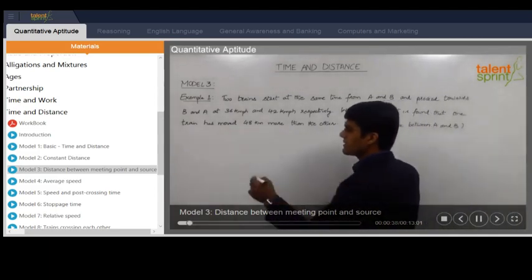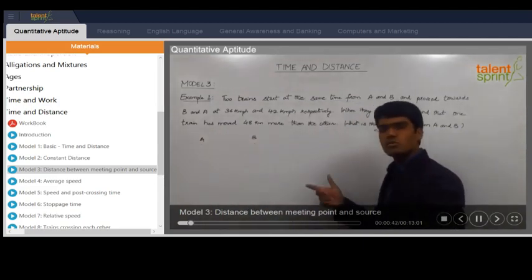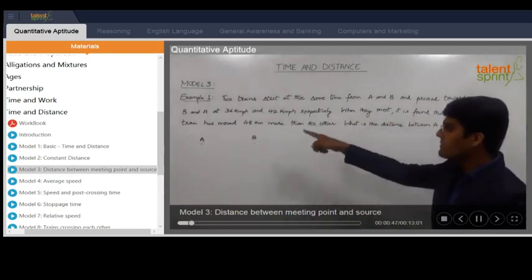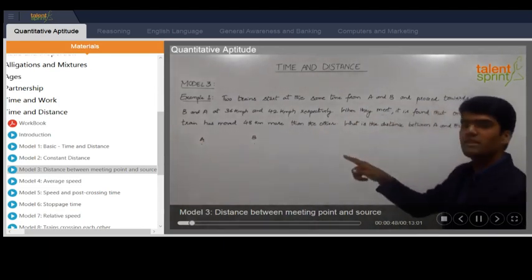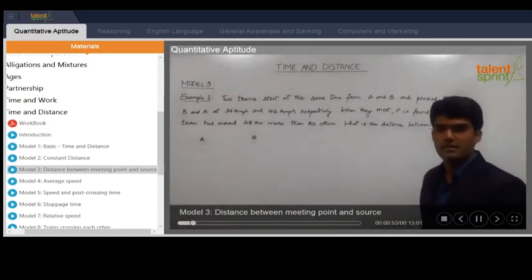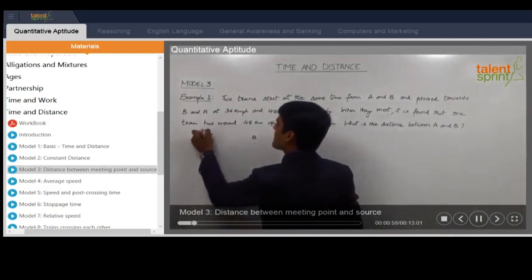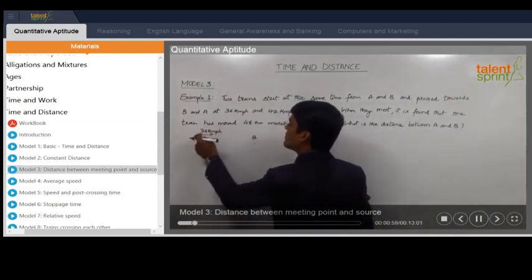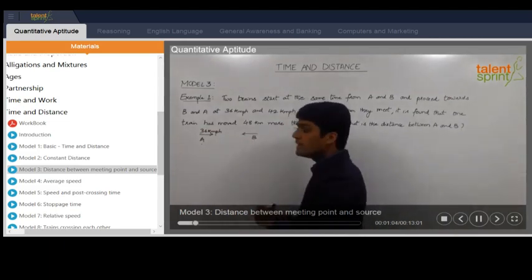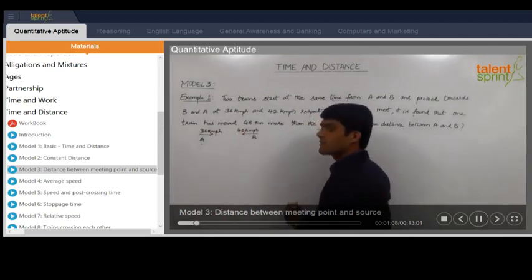As given in the question, there are 2 points, point A and point B, or we can say there are 2 stations, station A and station B. 2 trains start at the same time from these 2 stations and proceed towards each other at 36 and 42 kilometers per hour respectively. For example, one train starts at 36 kilometers per hour from station A and moves towards station B. At the same time, the other train starts from station B and moves towards station A at the speed of 42 kilometers per hour.